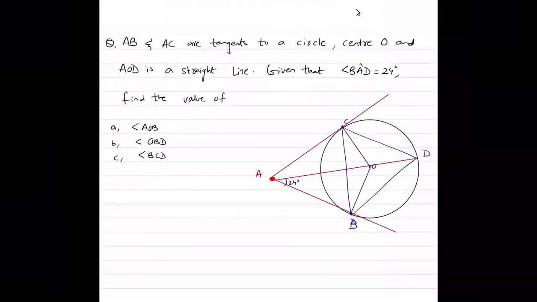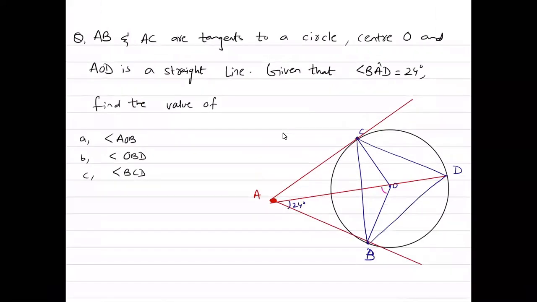Okay, let's try this one now. AB and AC are tangents to the circle center O, and AOD is a straight line. Given that angle BAD is 24, find the value of AOB. You need to find the value of this angle AOB.